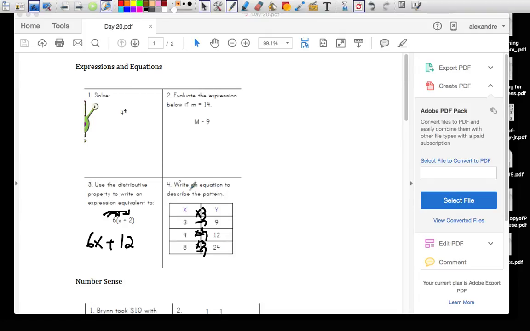Remember, this is your independent, and this is your dependent, right? So your y depends on x. So if you write the sentence, y depends on x, because y is dependent on x. So you're going to write that. And what's the relationship? Times 3.